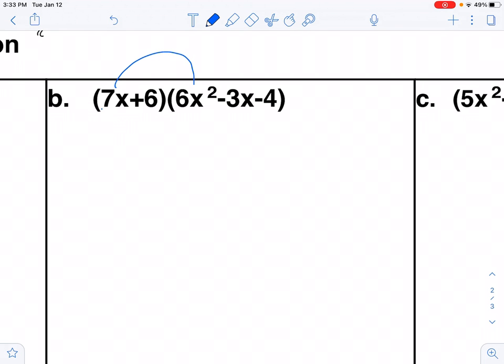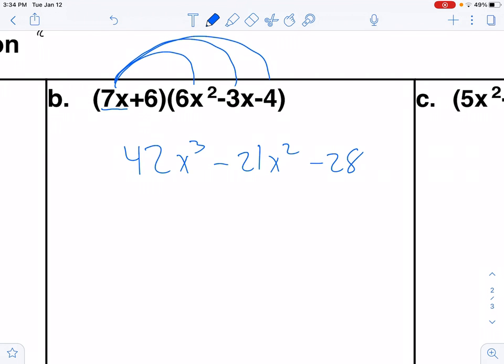7x times 6x squared, 7 times 6, 42. And x times x squared is x to the third. 7x times negative 3. 7 times negative 3 is negative 21, and x make x squared. 7x times negative 4. 7 times negative 4 is negative 28, and x stays attached there.